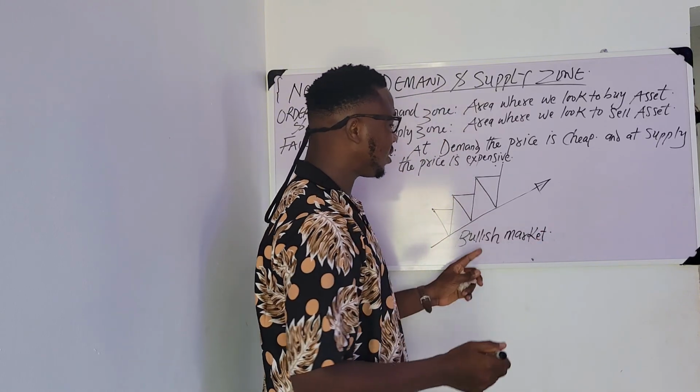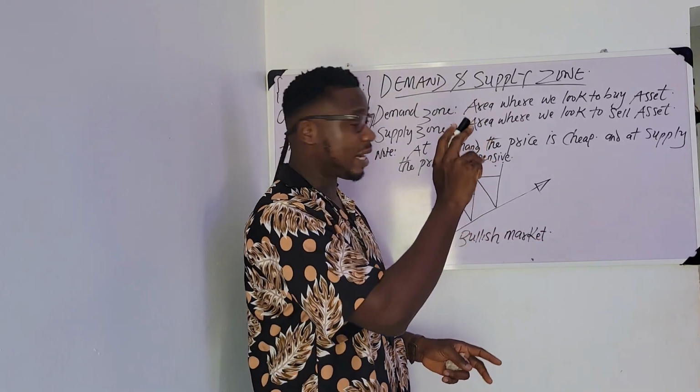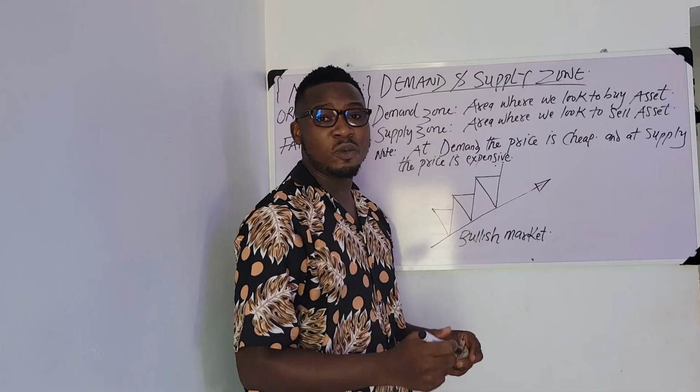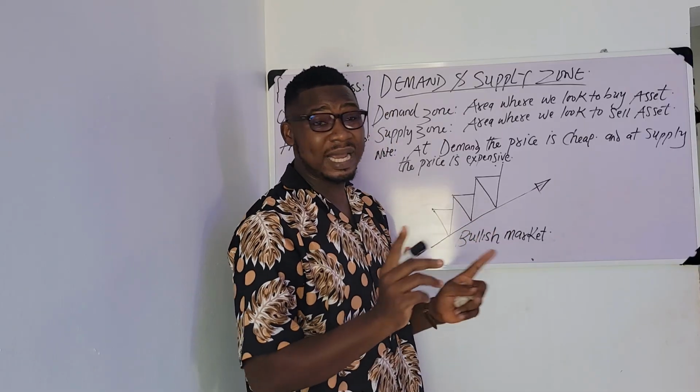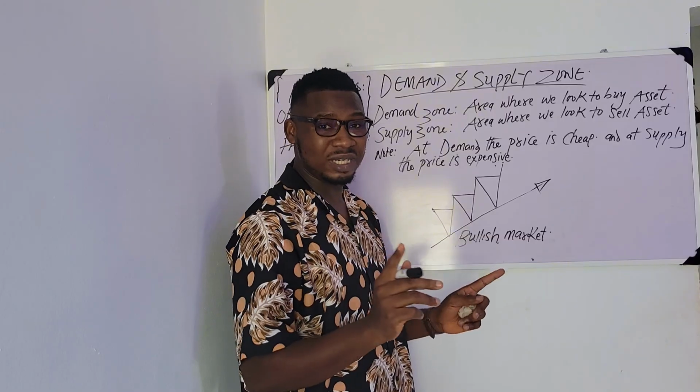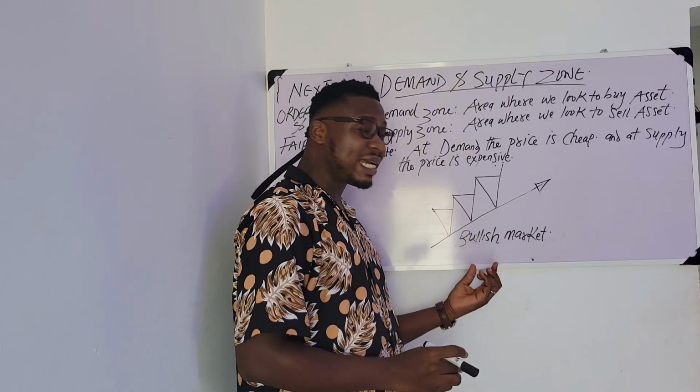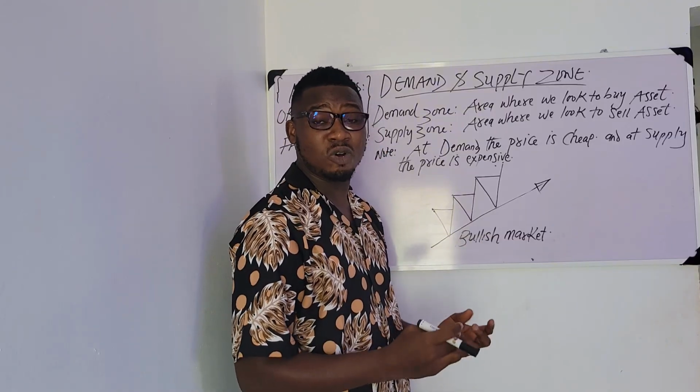Why is it bullish? Because it is going upward. In a bullish market we look for what? Demand levels. You don't go into a bullish market and start looking for supply levels or supply zones. No, that is very wrong. In a bullish market you look at demand zones or demand levels.